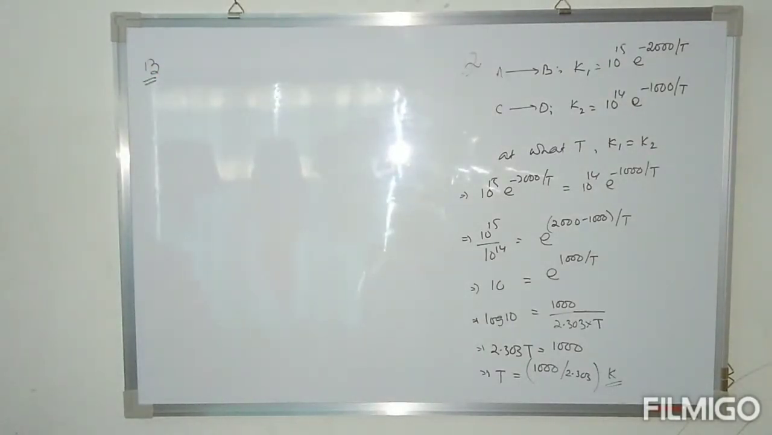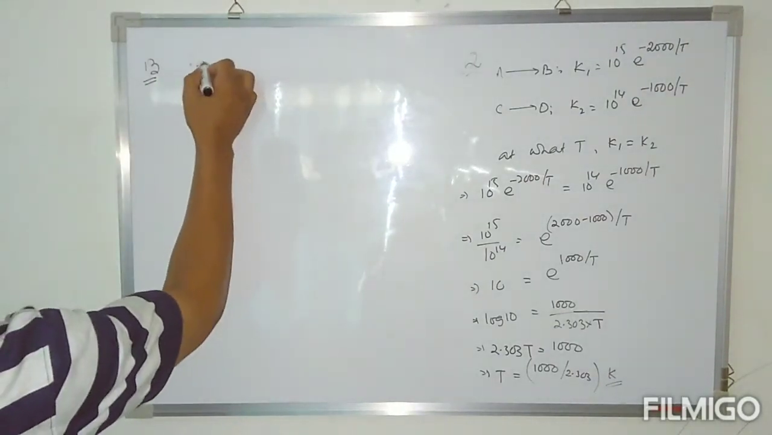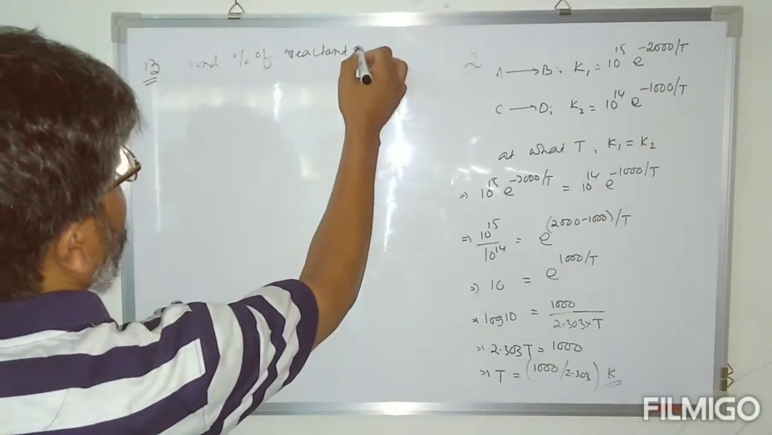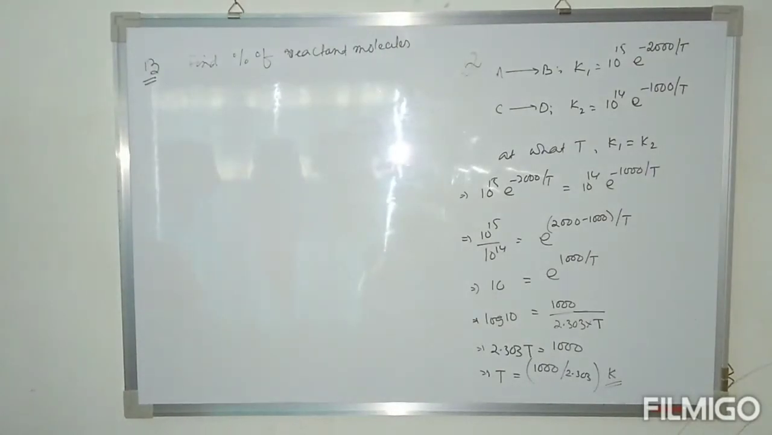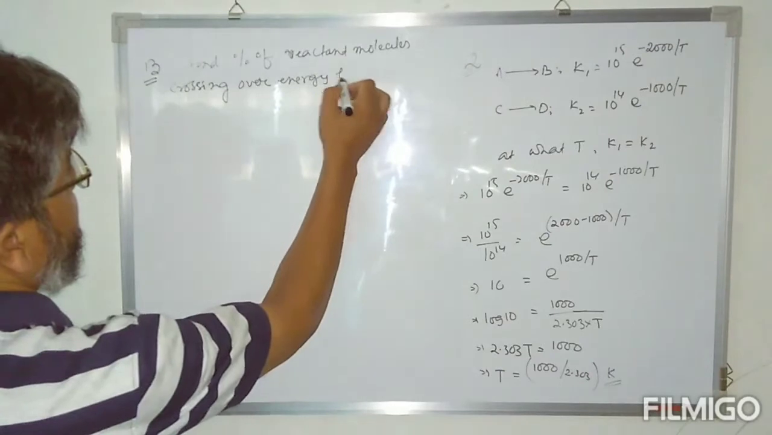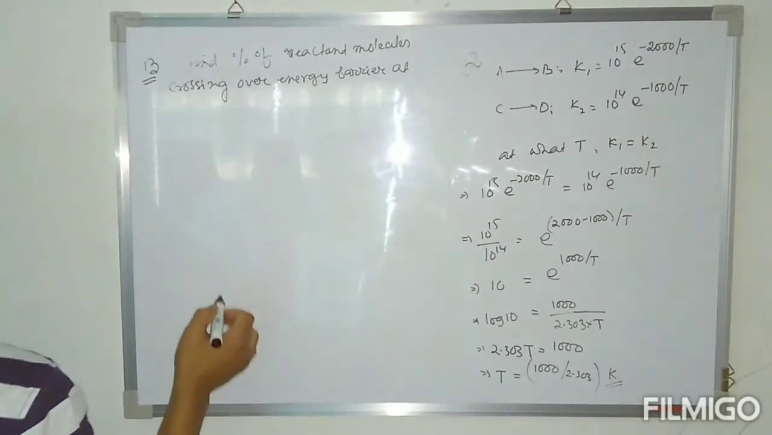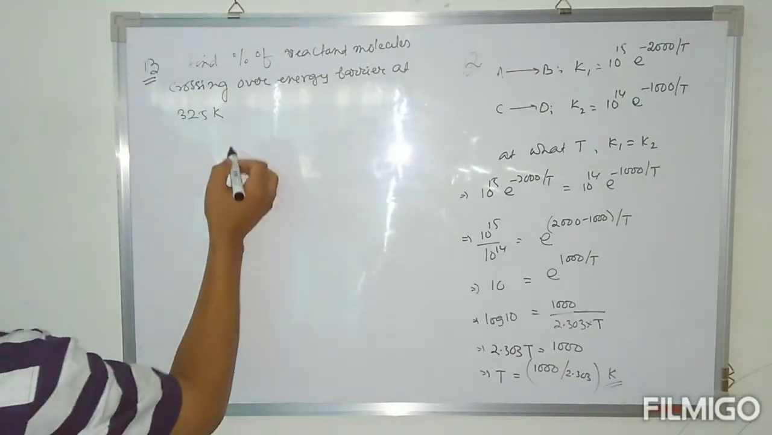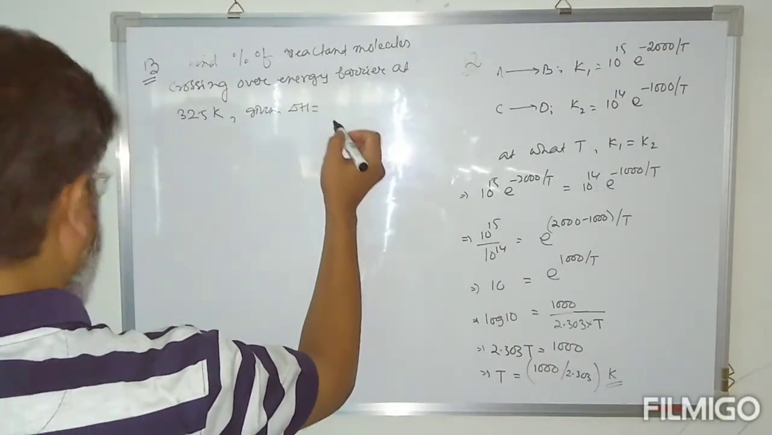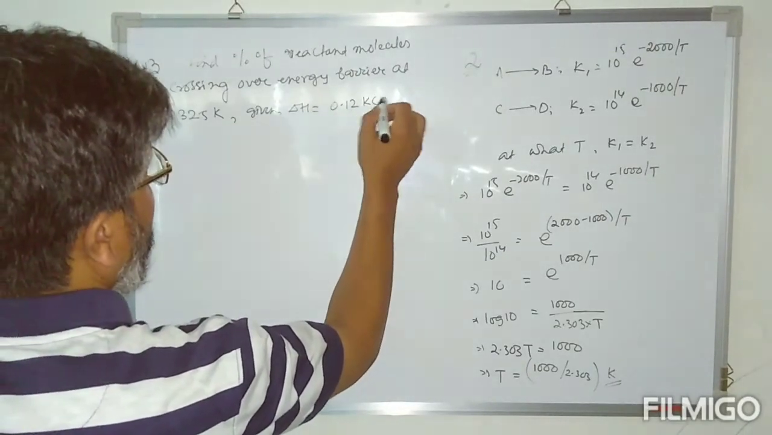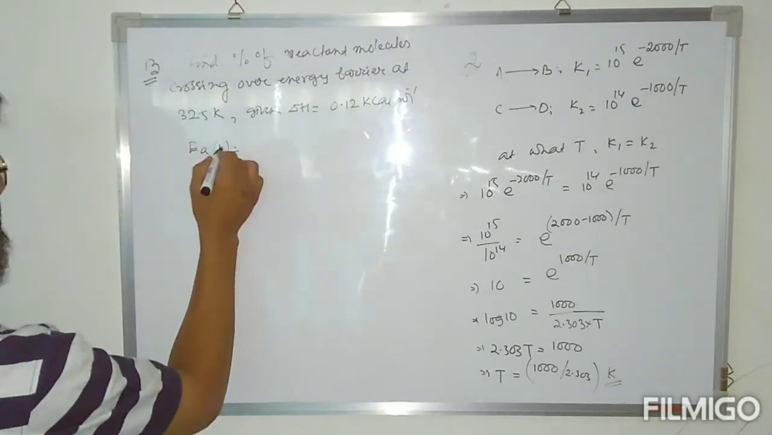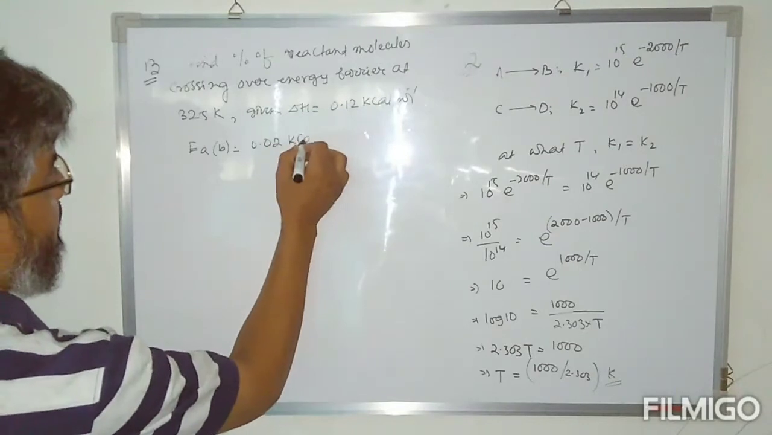Question says, find the percentage of reactant molecules crossing over the energy barrier at 325 Kelvin, given delta H of the reaction is 0.12 kilocalorie per mole and the activation energy of the backward reaction is given as 0.02 kilocalorie.